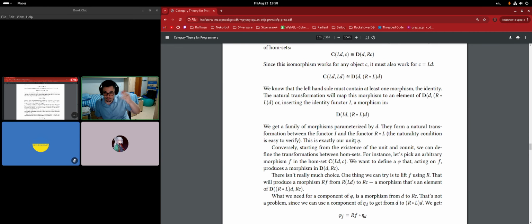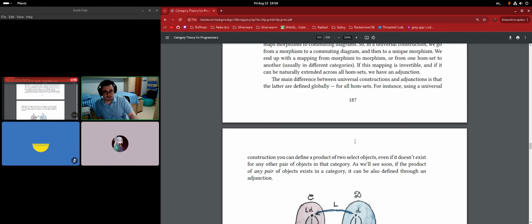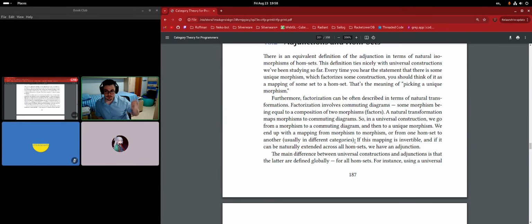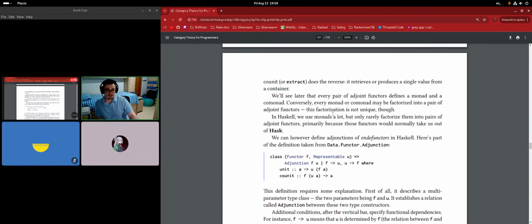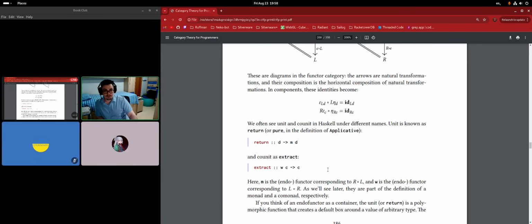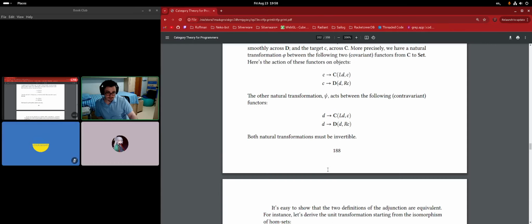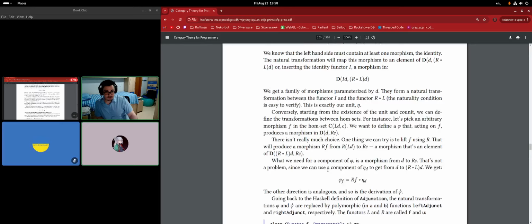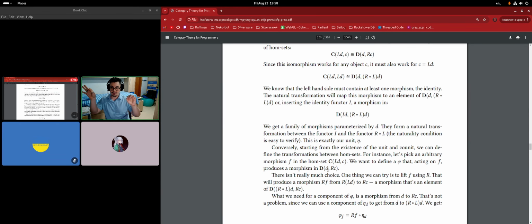So what have we concluded? We have concluded that the two ways of defining an adjunction, both using a universal construction methodology and using this other thing, which is these commuting diagrams, are equivalent. They're not equal. You can map the definitions of one to the definitions of the second, but they're just equal up to isomorphism, equivalent. So conversely, starting from a unit, we can define the transformations between home sets. And then we're going to do the other way around.